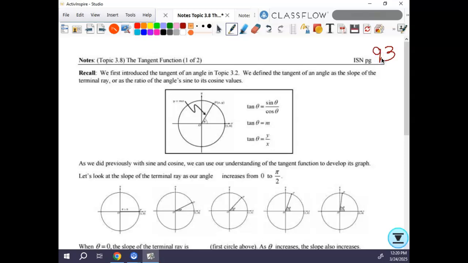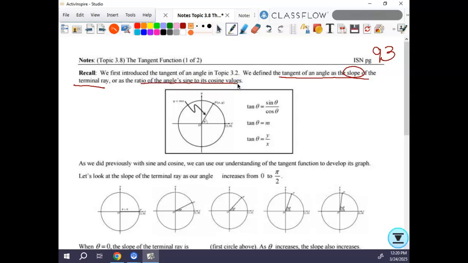So when we first looked at tangent in 3.2, we defined the tangent of the angle as the slope of the terminal ray. And that's what some of us were still getting a little mixed up or not paying attention to, even when you took the test before spring break. Or it is the ratio of the angle's sine and cosine values. So that was the first thing we learned.